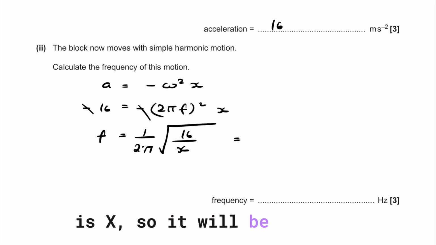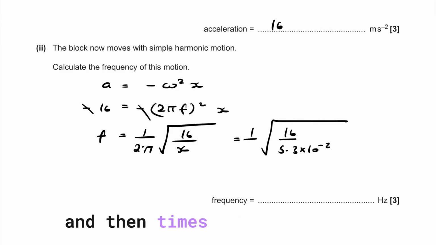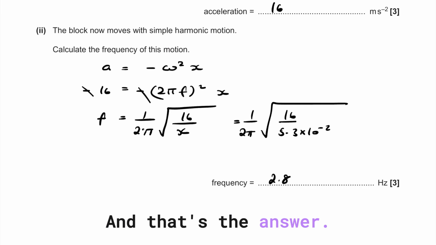So it will be 16 over, make sure you convert this into meters, 5.3 times 10 to the minus 2, and then 1 over 2 pi, square rooted. Right there. Frequency turns out to be 2.8 hertz, and that's the answer.